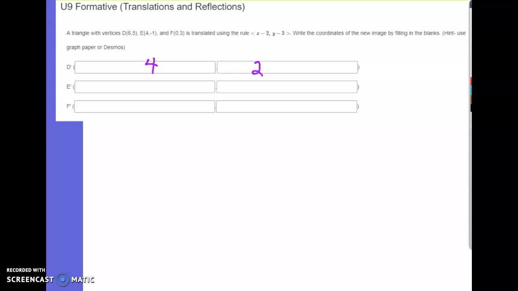Next ordered pair is at (4, -1). So 4 minus 2 is 2. -1 minus 3 is -4. And then 0 minus 2 is -2. And 3 minus 3 is 0.